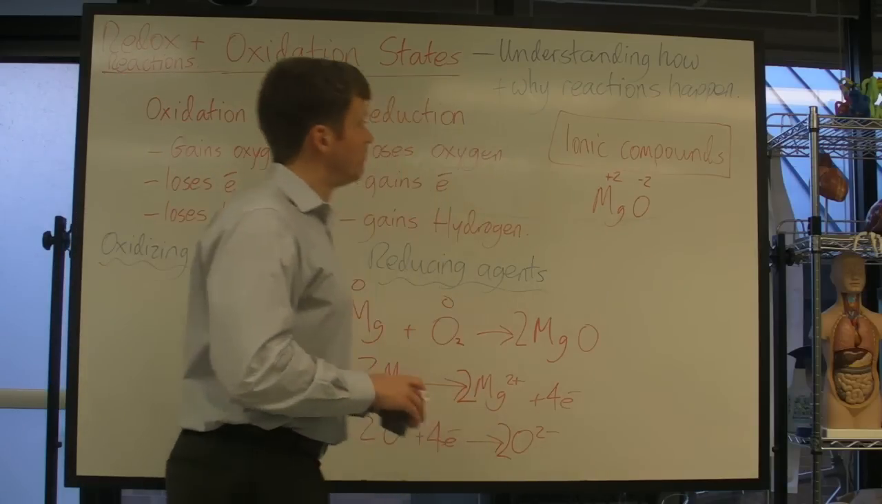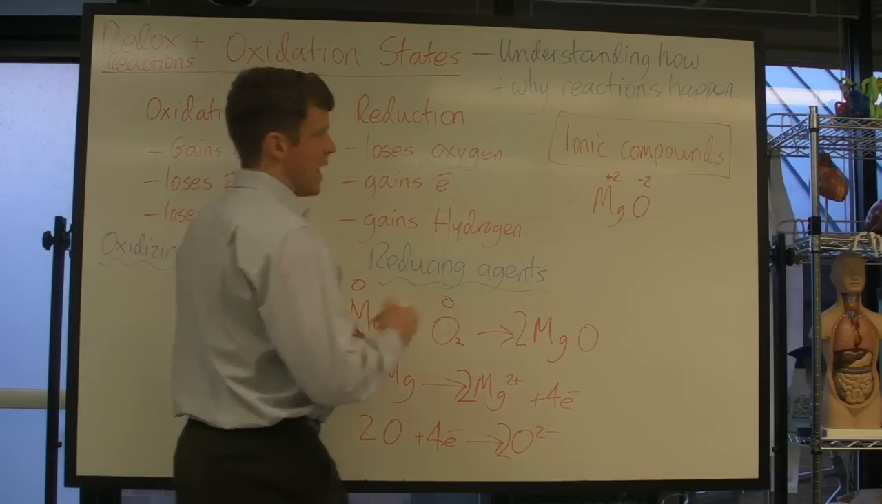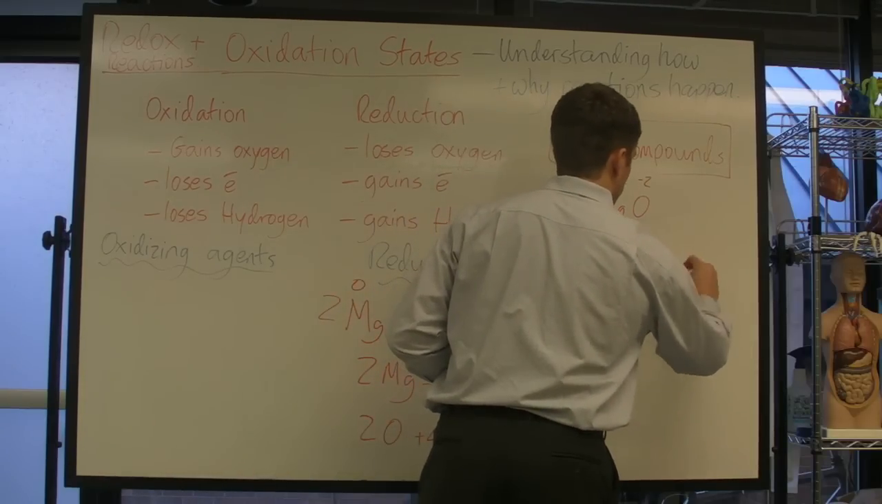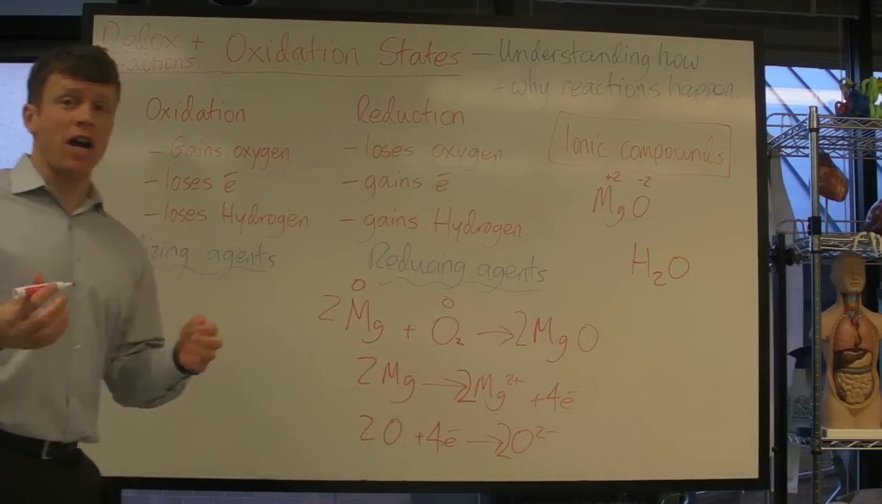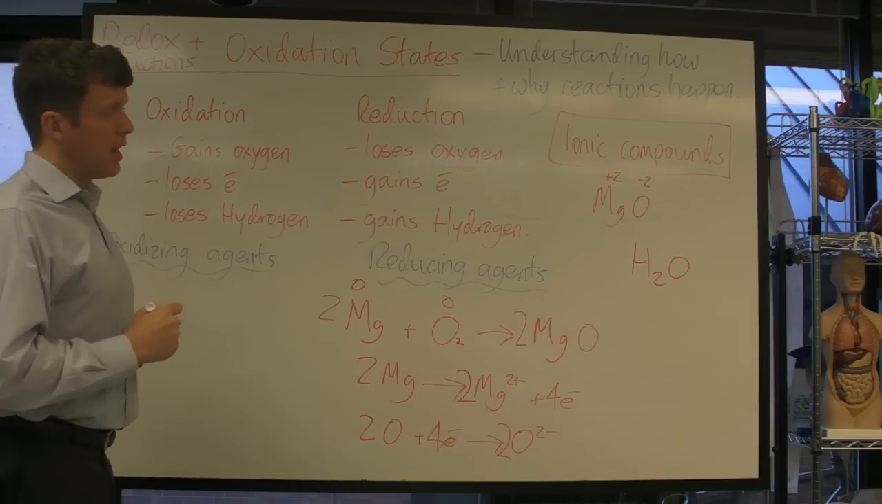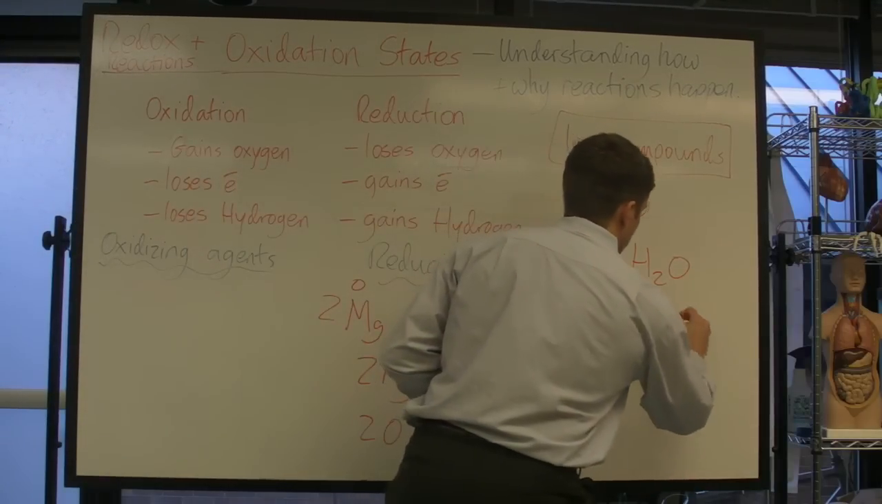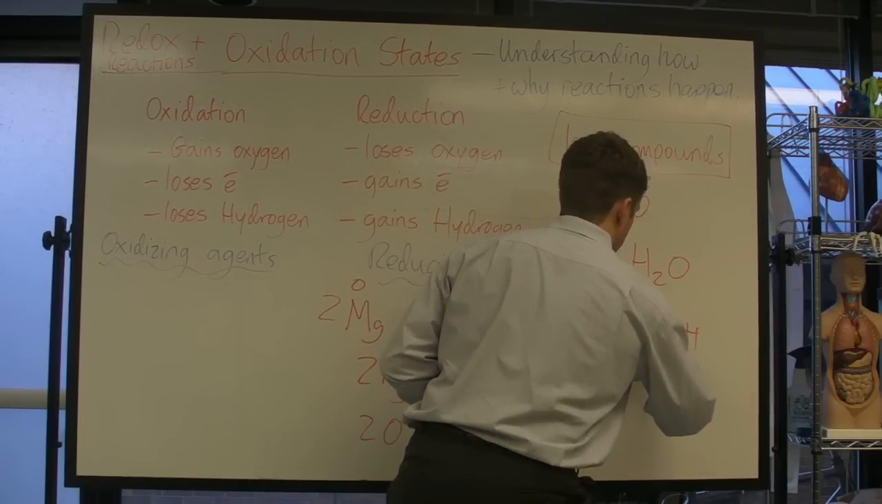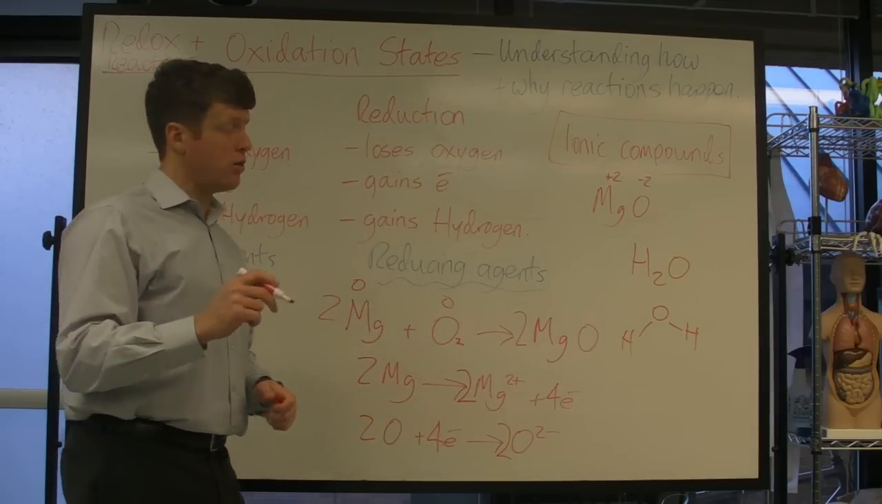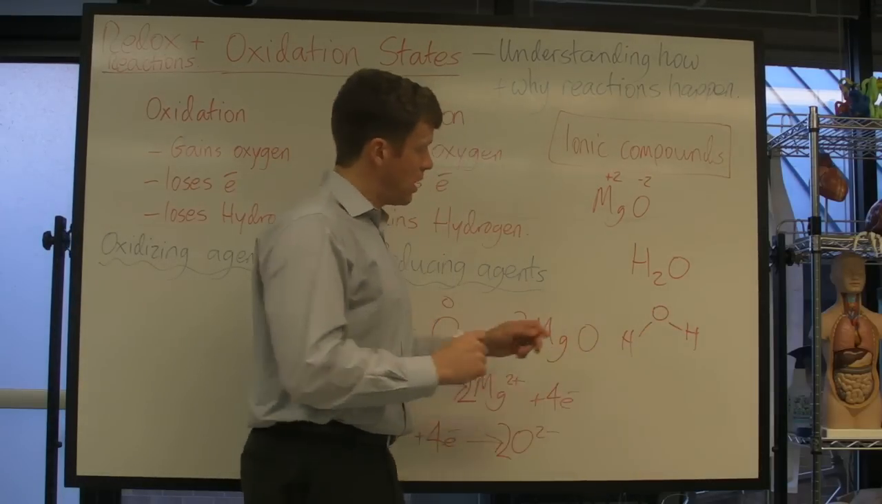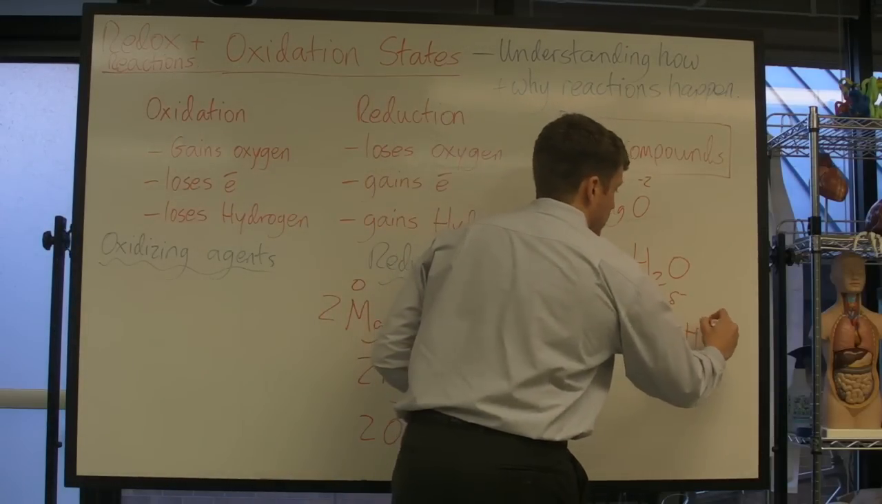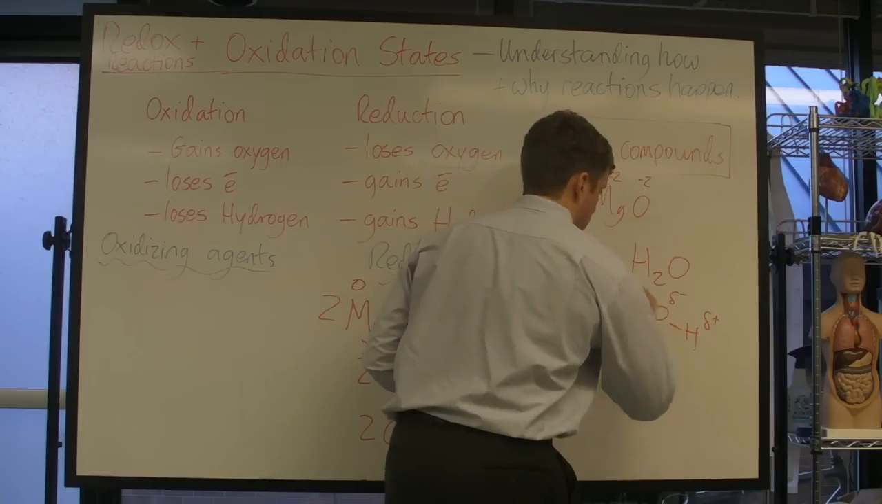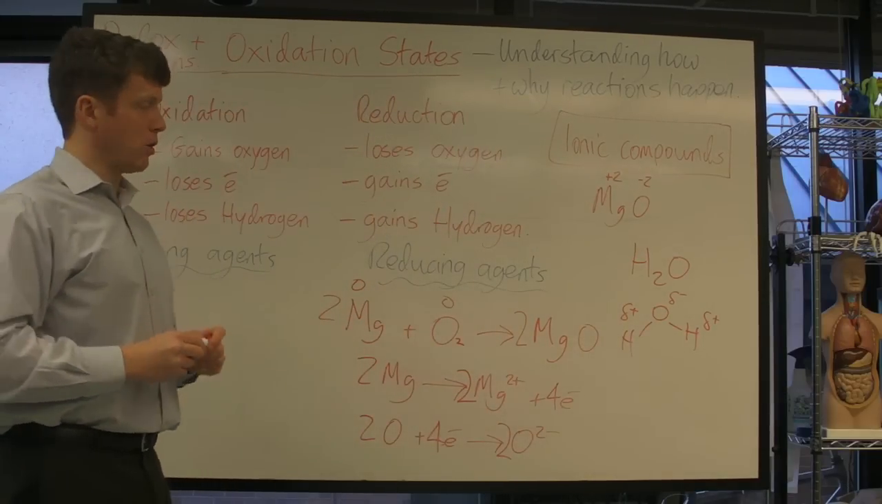So let's look at another example. In H2O, we have a problem because it's not ionic, right? It's covalent. If we drew it out, we could look at the electronegativity values of this covalent molecule, and then we'd know that it's got a delta negative end and a delta positive end. So it's a polar molecule.